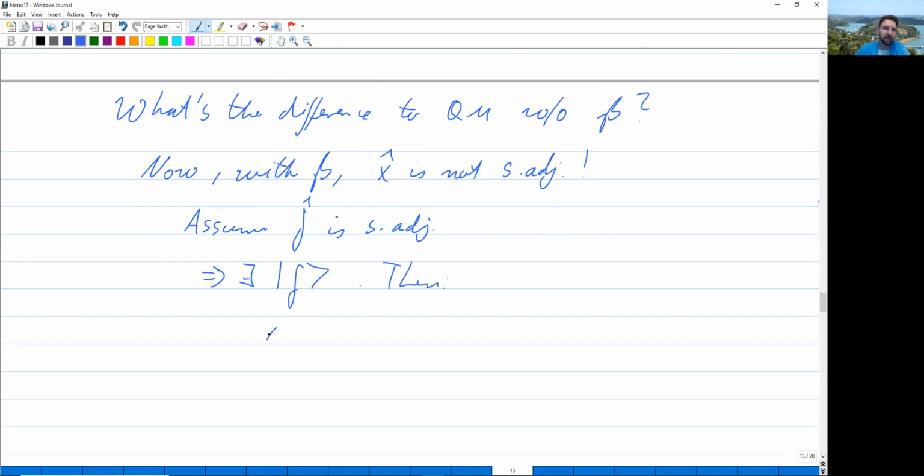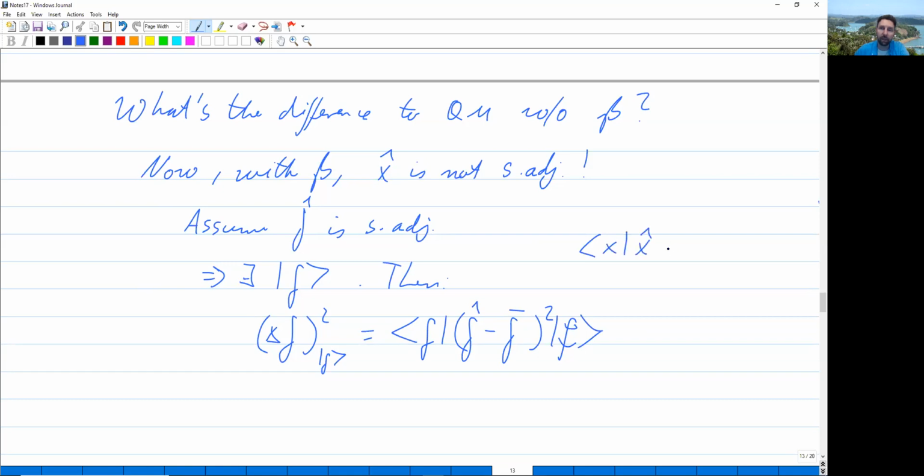Then, what is delta f squared in the state f? Well, it is the f expectation value of f hat minus f bar squared, right? For the position operator, it would be x hat minus x squared. This is delta x squared. And well, this is 0, of course, because if x is an eigenvector to x hat, then it will just produce the eigenvalue, and the eigenvalue is also the expectation value, so the whole thing is vanishing.